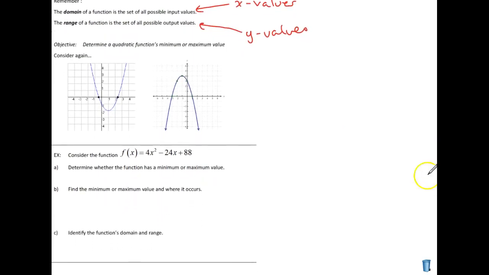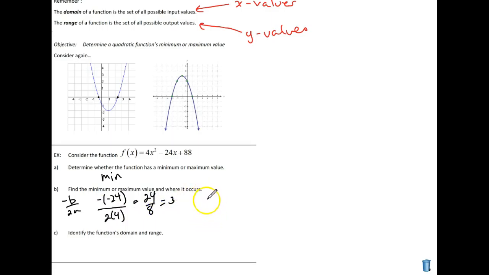So what you have to figure out is, if it opens up, it has a minimum, and if it opens down, it has a maximum. That's going to be based off of your a value. So let's consider this function, 4x squared minus 24x plus 88. This has a positive a value, so it opens up and has a minimum value. We find that by doing the negative b over 2a piece. So this is negative negative 24 over 2 times 4, which becomes 24 over 8, which is 3.